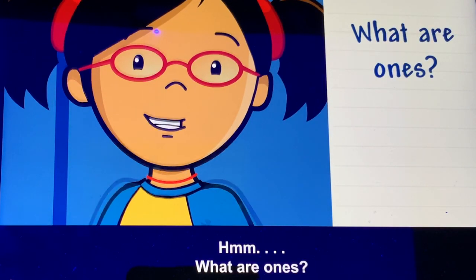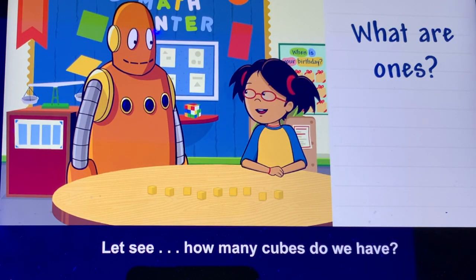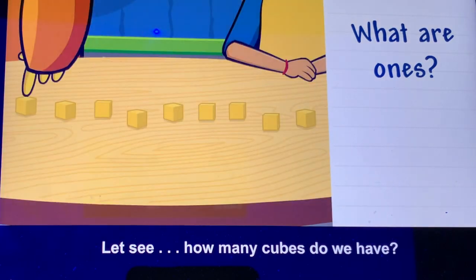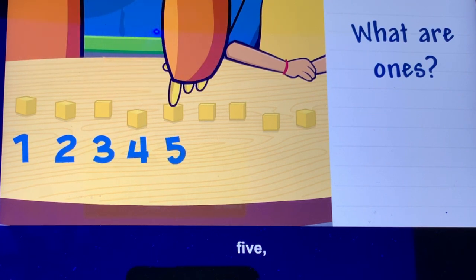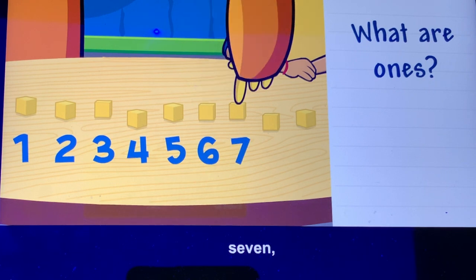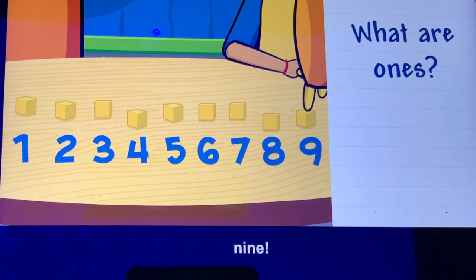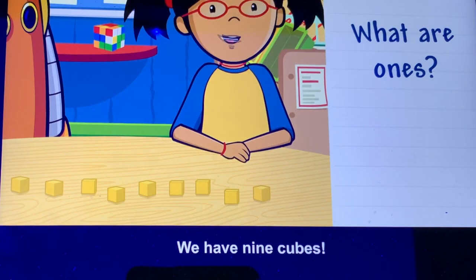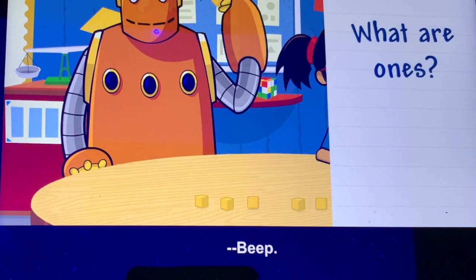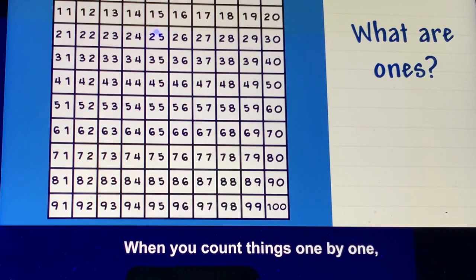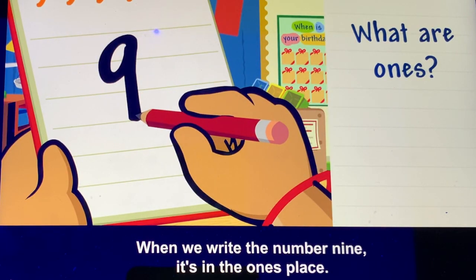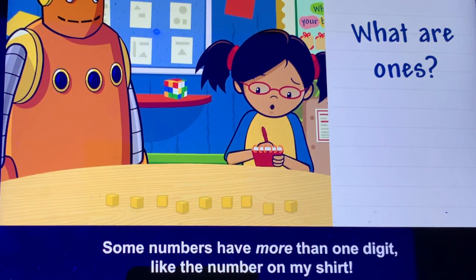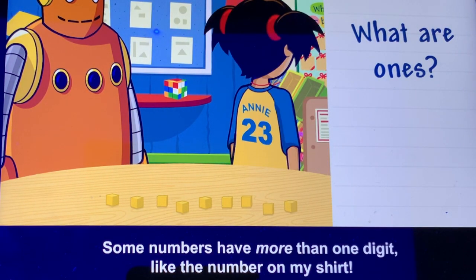What are ones? Let's see. How many cubes do we have? 1, 2, 3, 4, 5, 6, 7, 8, 9. We have 9 cubes. When you count things one by one, you count up by ones. When we write the number 9, it's in the ones place. Some numbers have more than 1 digit, like the number on my shirt.